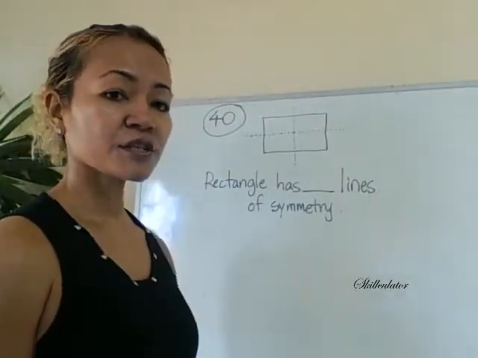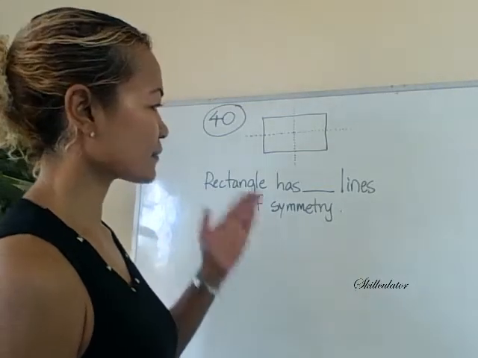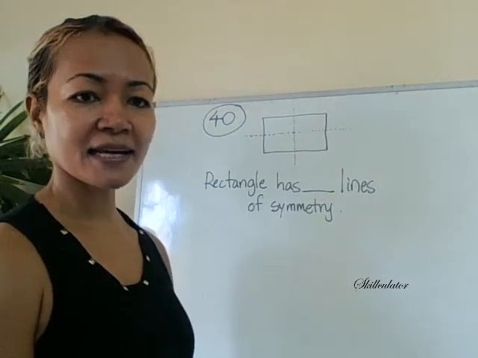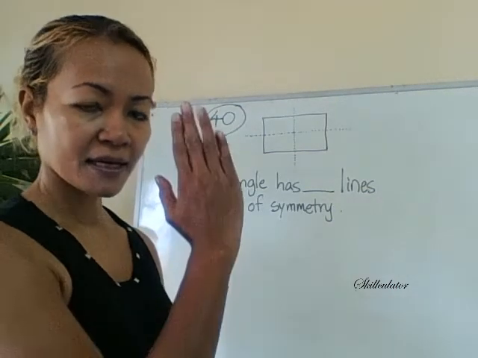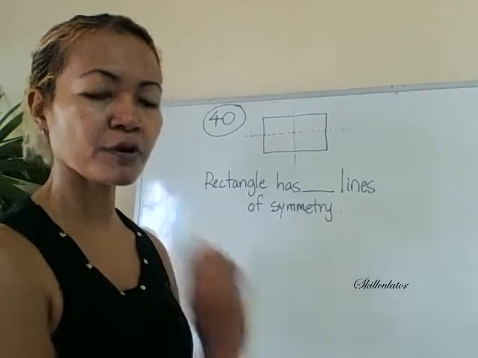Okay, the next question is how many lines of symmetry does a rectangle have, right? Rectangle has how many lines of symmetry? A line of symmetry is a line that just divides a shape down the center, going through the midpoint of the shape, the middle point of the shape.